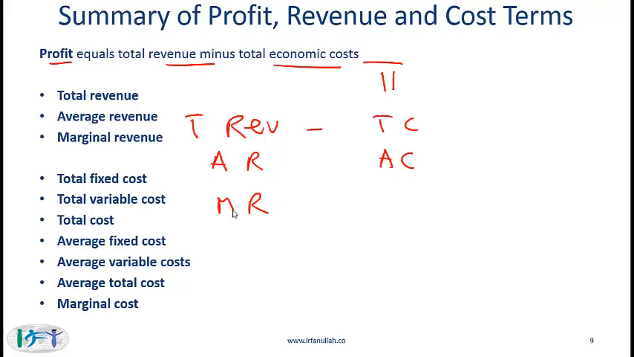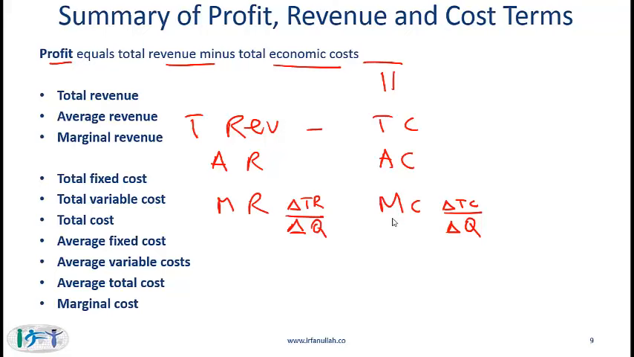Marginal revenue is the revenue from one additional unit sold. It is also sometimes calculated as the change in total revenue divided by change in quantity. Similarly, we have a marginal cost term, which is the cost of producing one additional unit. This is also at times written as change in the total cost divided by change in quantity.